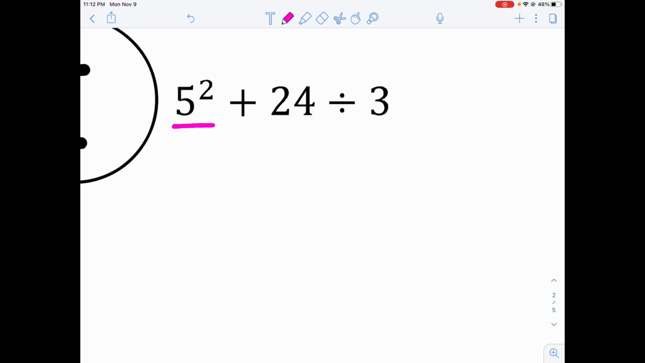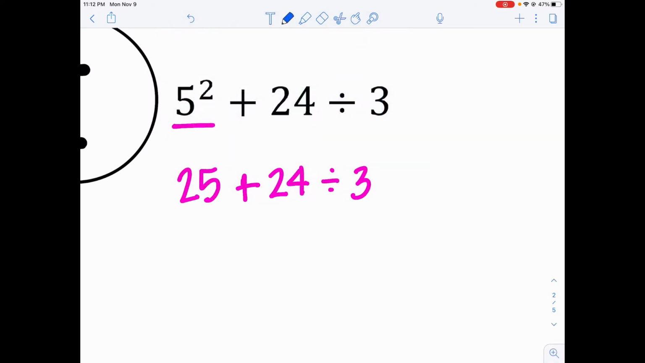5 to the second power, remember, is not 5 times 2, but rather it is 5 times 5, and 5 times 5 is 25. After you simplify that expression, you need to then bring down everything from the problem above that you have not used. So I brought down plus 24, and I brought down divided by 3.